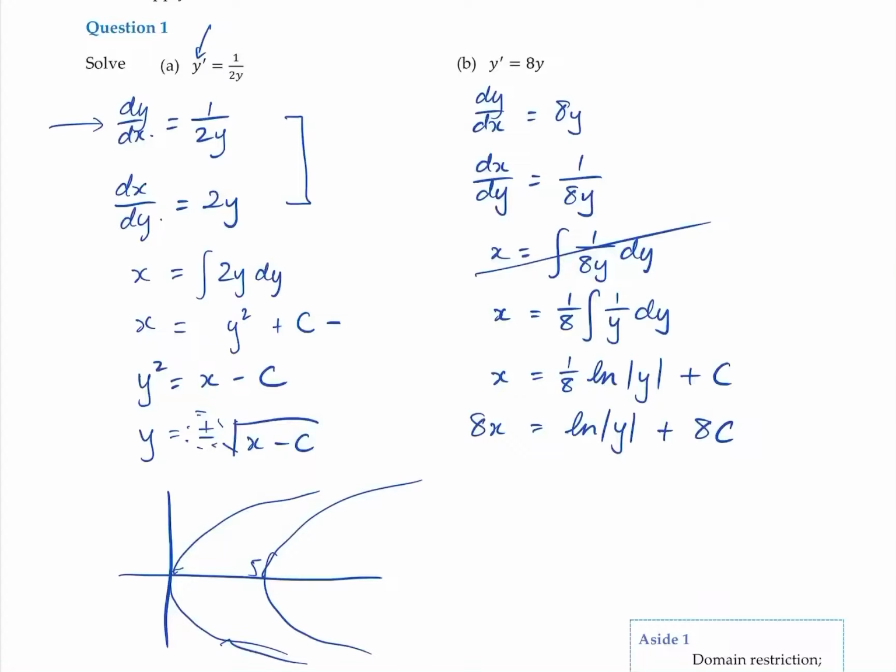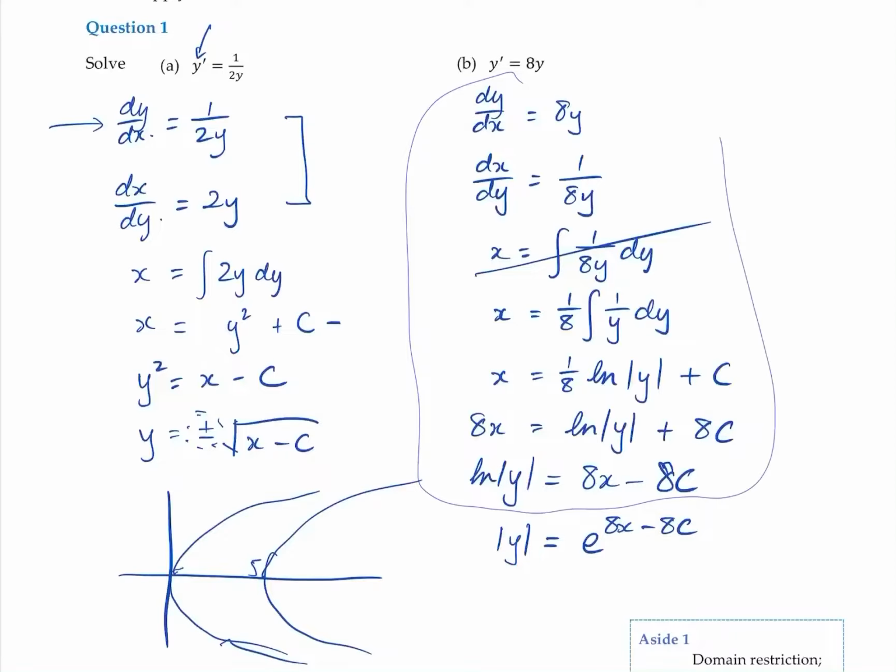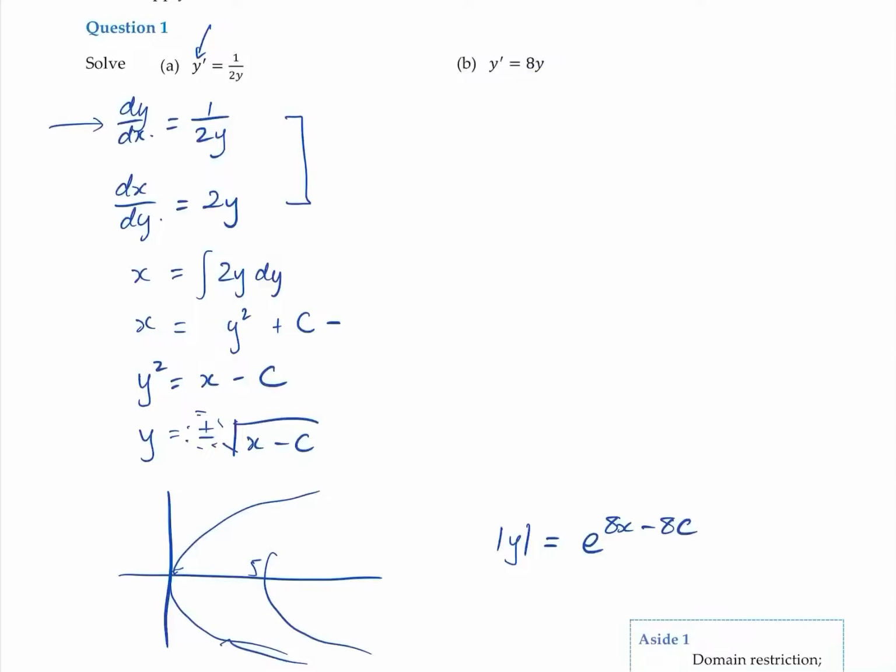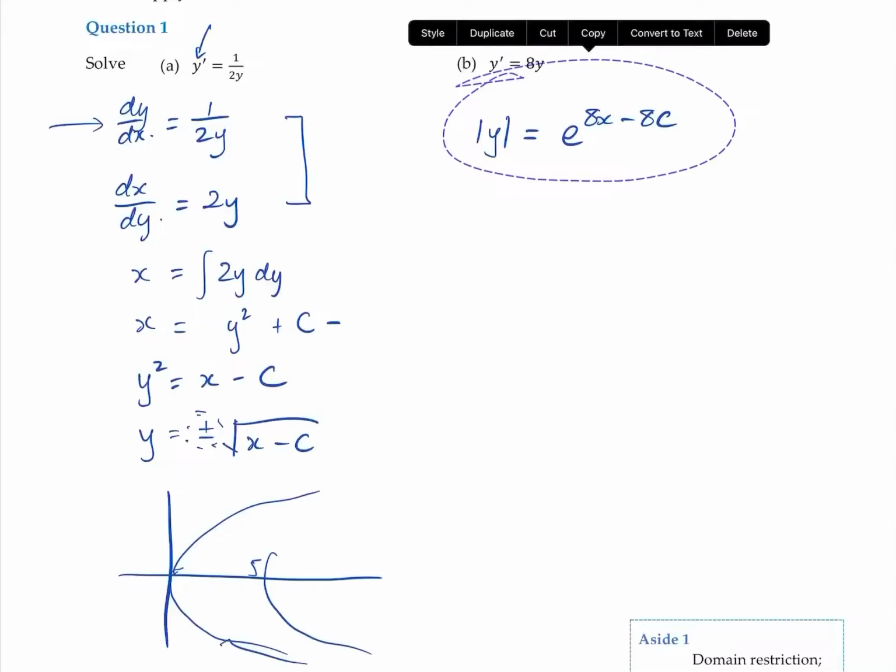Okay, so we're still continuing to make y the subject. So ln absolute value of y equals 8x minus 8c. And absolute value of y equals e to the power of 8x minus 8c. All right, are we going to do any better than this? Yep, we are. I'll just make some room for myself.